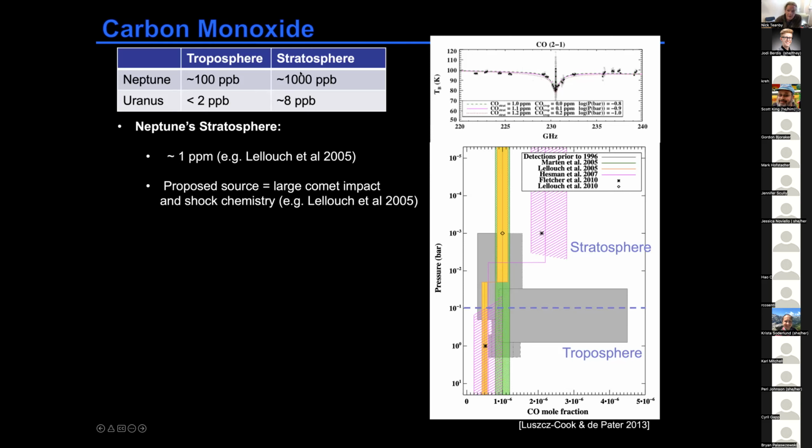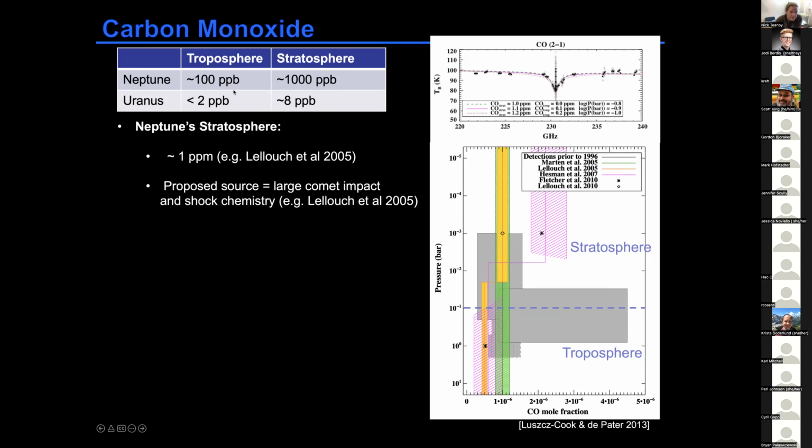So there's actually a ton of CO on Neptune. There's about 1,000 parts per billion, which is a lot. That's more than any other planet in the solar system by quite some way. I guess the most comparable planet is Uranus, which has only got 8 parts per billion in the stratosphere. So something odd is going on there at Neptune.